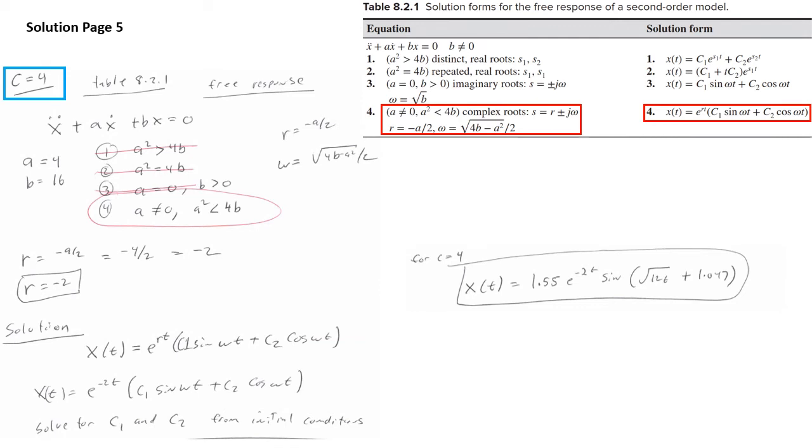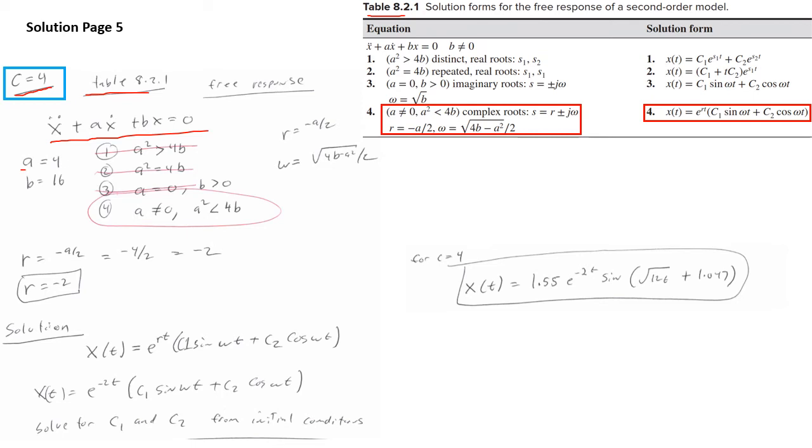So now what we want to do is continue on for our other c values here. We can do the same thing when our c is equal to 4. So we go back to our table 8.2.1 for our solution for free response, and come up with our general equation: x double dot plus ax dot plus bx is equal to 0.